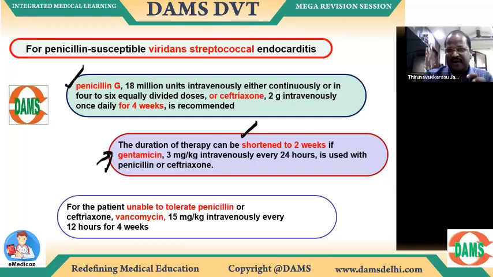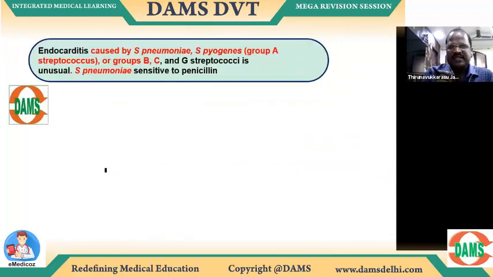That's called for penicillin-allergic people who are not able to tolerate beta-lactam antibiotics. Now, sometimes the culture report shows infective endocarditis caused by, for example, Streptococcus pneumoniae or Streptococcus pyogenes, group A streptococcus, whereas group B, C, G are unusual. For this case, how are we going to approach?